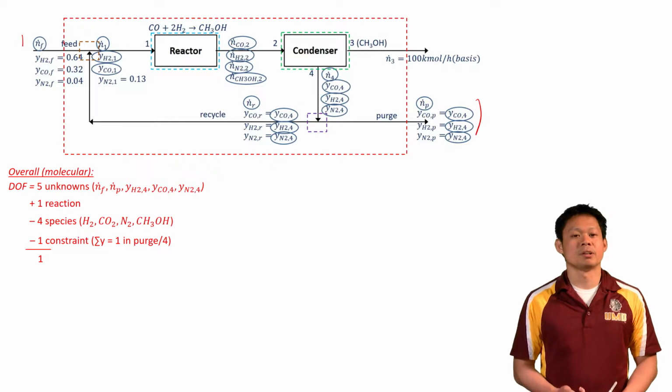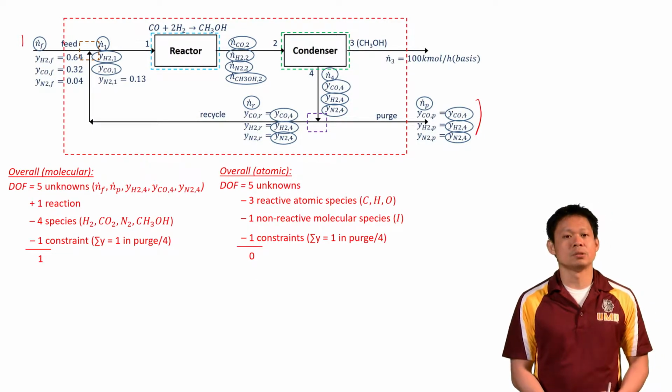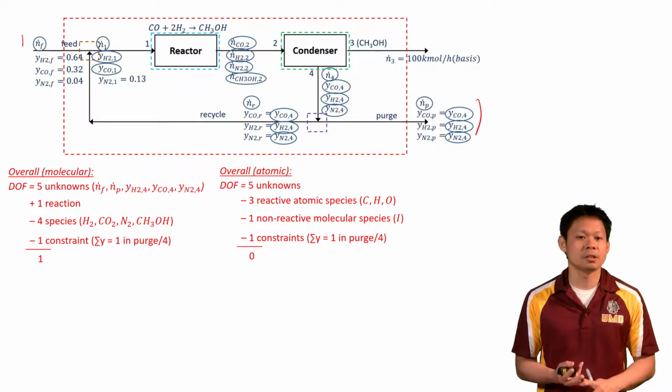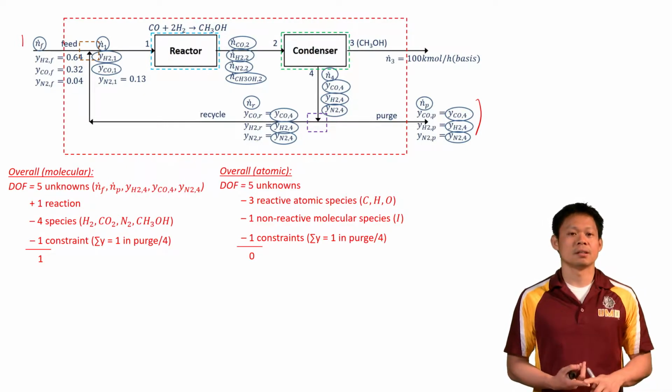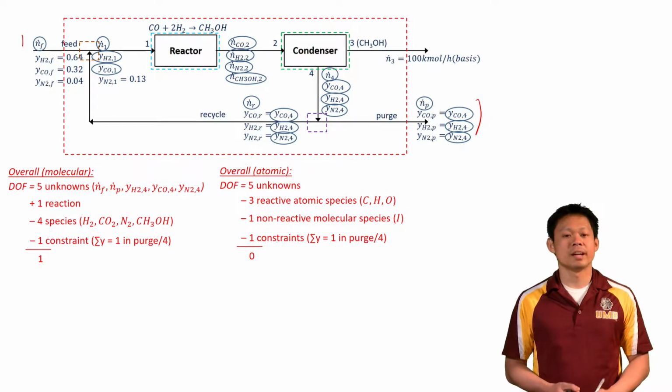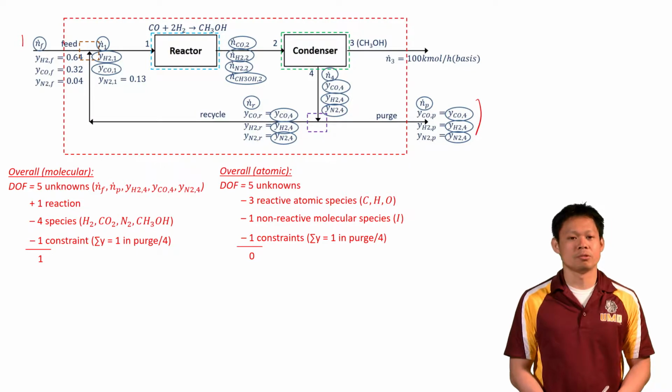Let's double check this with our atomic balance method. In the atomic method, we have 5 unknowns, the same 5 unknowns. There are 3 atomic species that are reactive: carbon, hydrogen, and oxygen. We have an inert, so a non-reactive molecular species. And we have 1 constraint, which is the same constraint that we talked about, sum of mole fractions equals 1 in stream 4, or the purge stream.